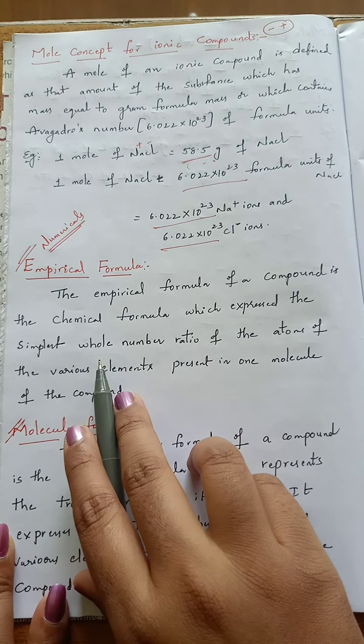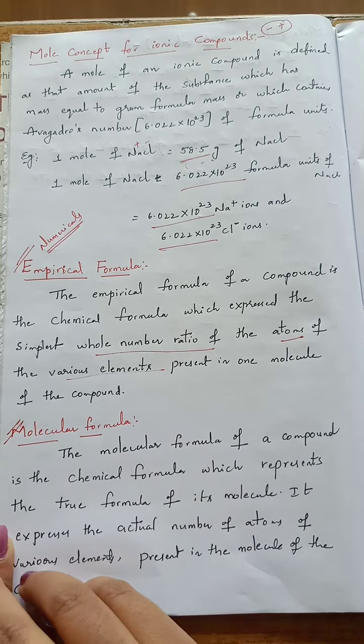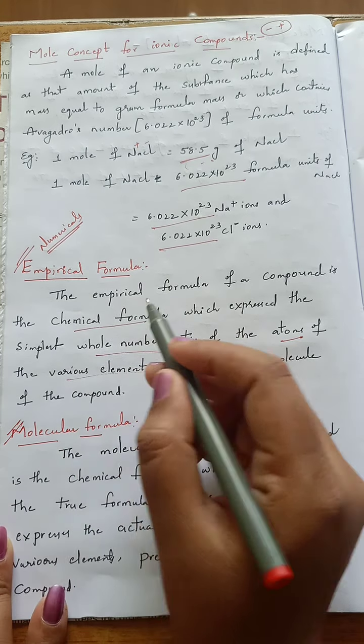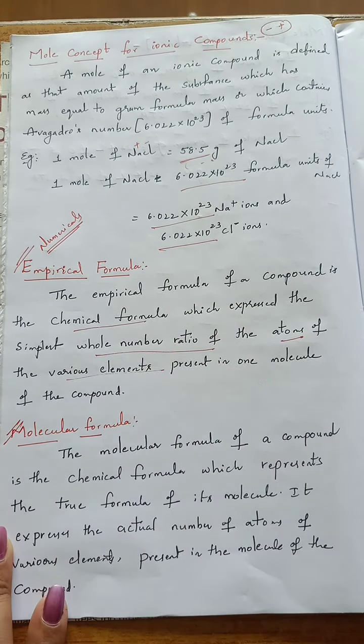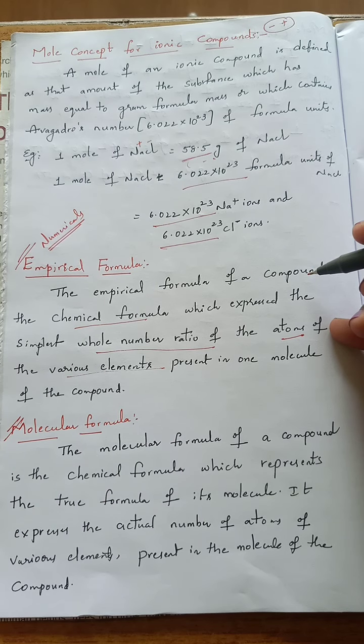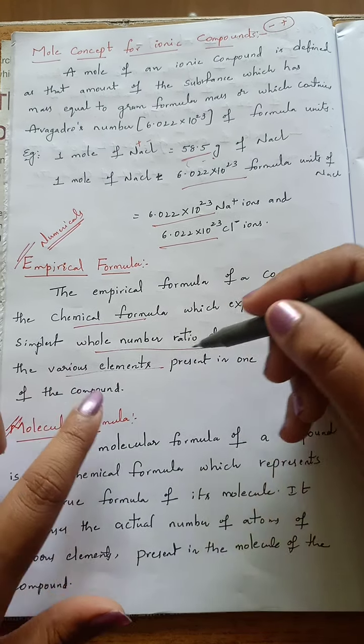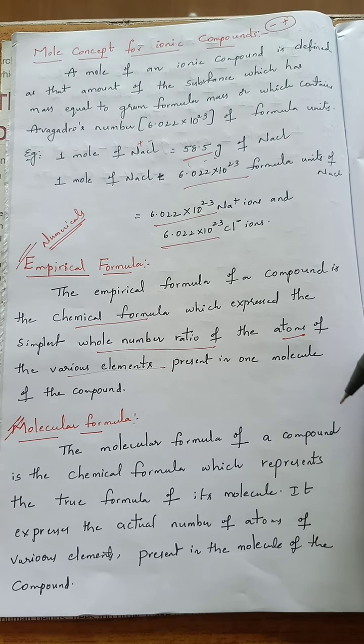of the atoms of various elements. It expresses the simple whole number ratio of the atoms. In a compound, different types of atoms of various elements are present in one molecule of the compound. It is nothing but the chemical formula. The empirical formula of a compound is known as the chemical formula which expresses the simplest whole number ratio of atoms of various elements present in one molecule of the compound.